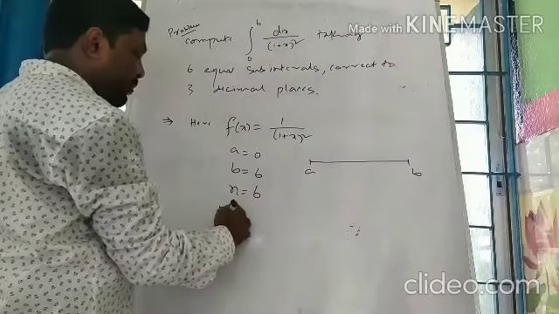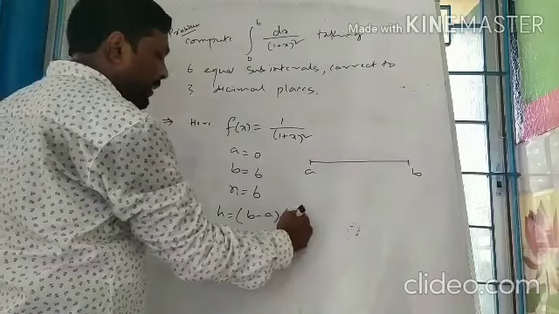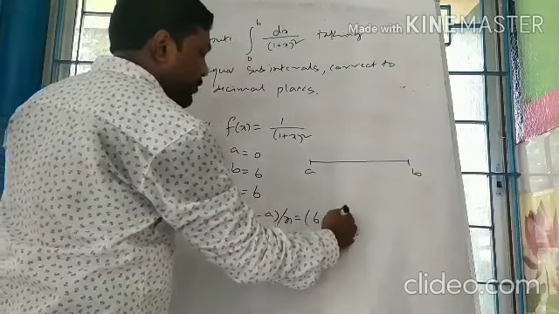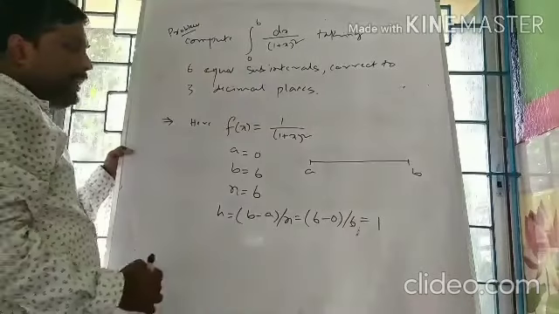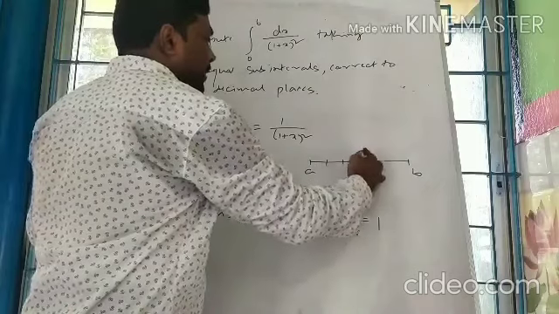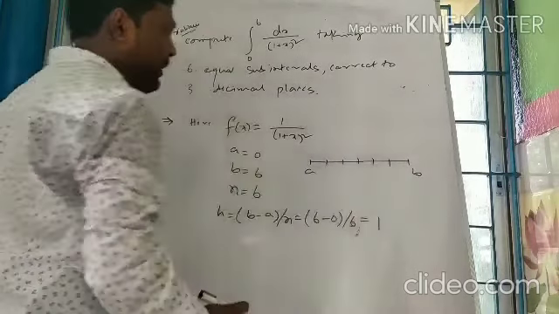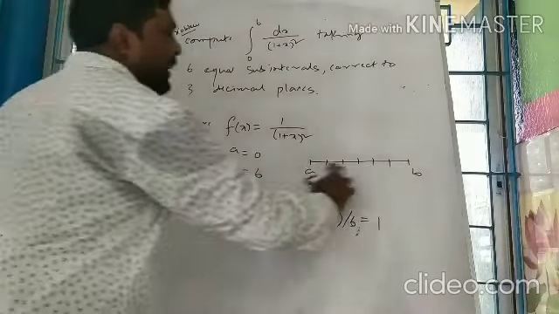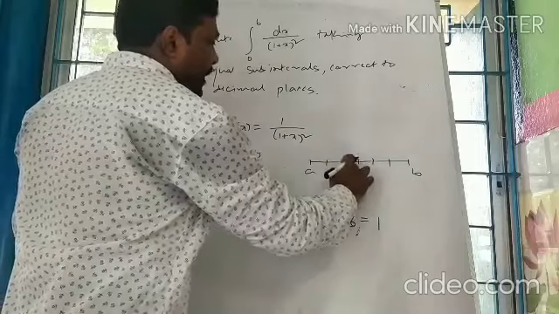So the step length h equals b minus a divided by n, which is 6 minus 0 divided by 6, that is 1. So the step length is 1. We divide the interval AB into 6 equal subintervals, and the length of each subinterval is 1.